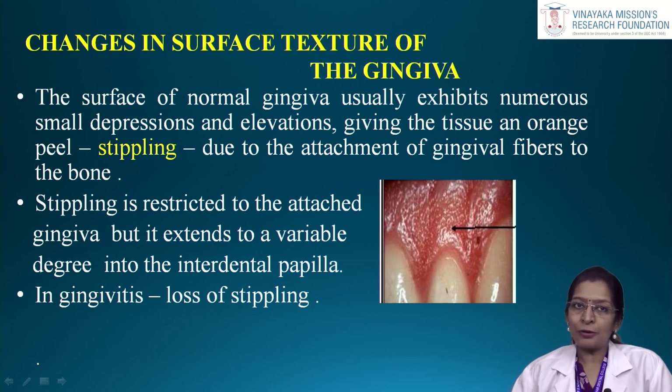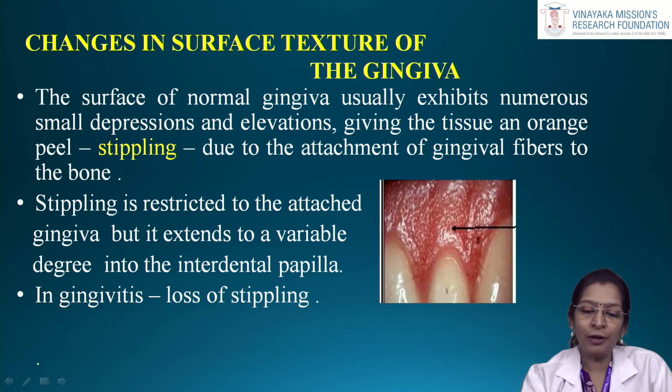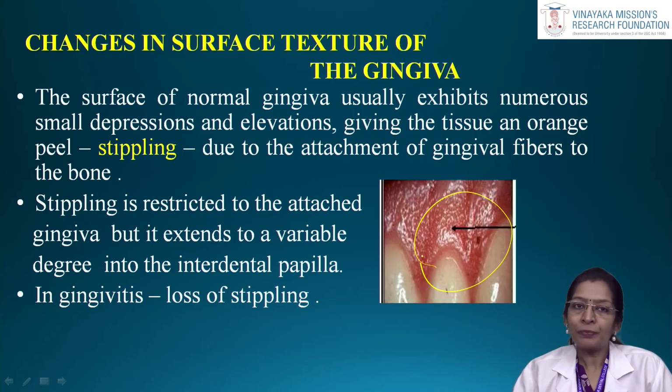The normal surface of the gingiva exhibits numerous small depressions and elevations, giving the appearance of an orange peel. That is called stippling. This is an adaptive specialization because of the attachment of the gingival fibers to the bone. This stippling is a feature of healthy gingiva. The stippling is restricted mainly to the attached gingiva, with involvement of some amount of the interdental papilla. In gingivitis, there will be loss of gingival stippling.